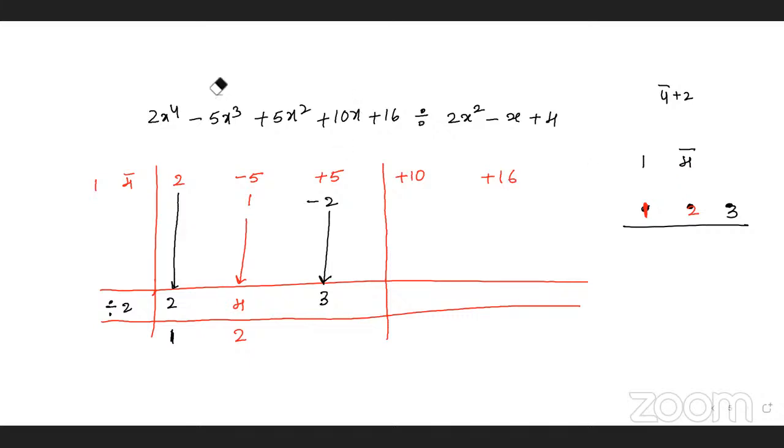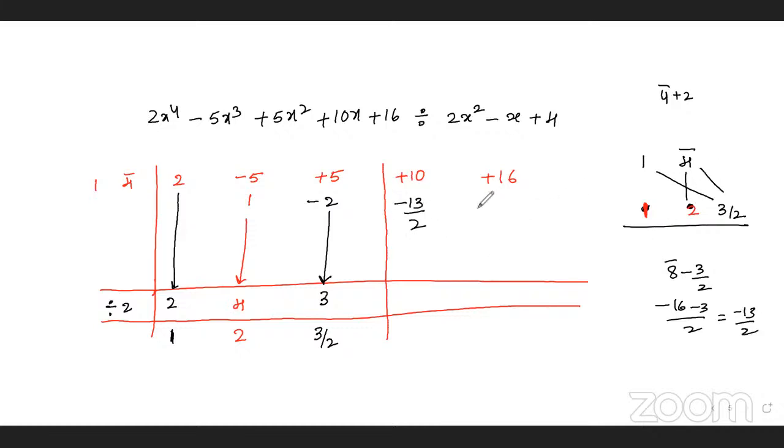Now see the next pattern. 3 divided by 2 means 3 by 2. I will write here 3 by 2. Next step, it will be like this in my mind: minus 8 minus 3 by 2, that is 16 by 2, that means minus 13 by 2. So I will write minus 13 by 2.